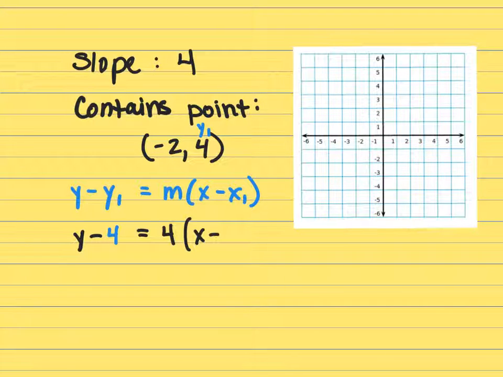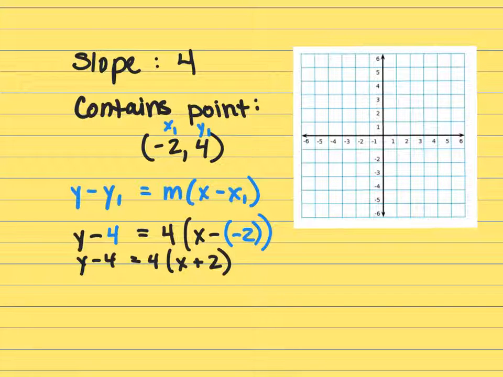And then I have x minus, and then x1 is my x value in the point. It's negative, so I have x minus -2. Remember, if you're subtracting negatives, to put both of those negative symbols there. So what it really ends up being is x plus 2. If I were to rewrite this that way, y minus 4 equals 4 times x plus 2.